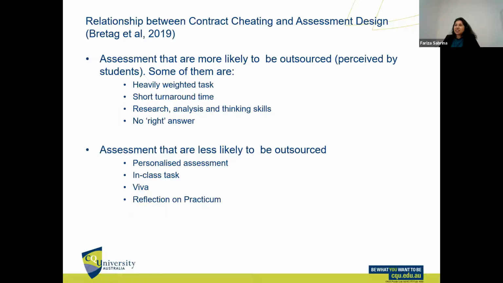Although the literature says that reducing the turnaround time might reduce contract cheating, the study found this is perceived as more likely to be outsourced. Also, research, analysis, and thinking types of assessment are more likely to be outsourced. And when there is no right answer, this type of task is also outsourced quite often.